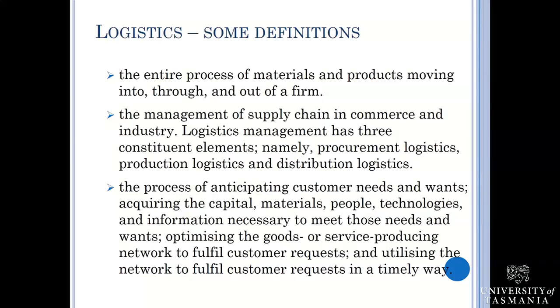The first one is the entire process of materials and products moving into, through, and out of a firm. From that definition, you see the focal point is the firm or the business, and the upstream and downstream, and that's the process. If you compare the three definitions, you find this one is the simplest, probably with the least number of activities included in this process.